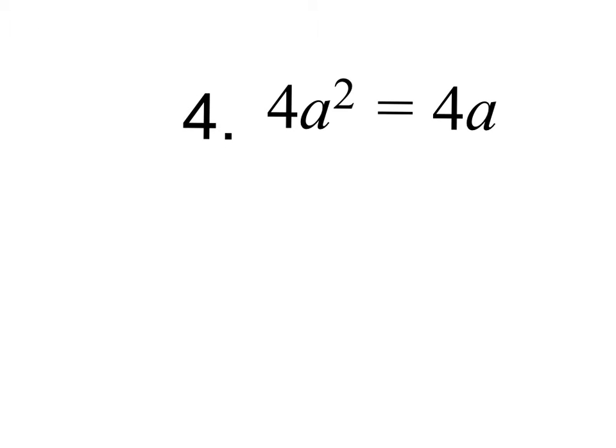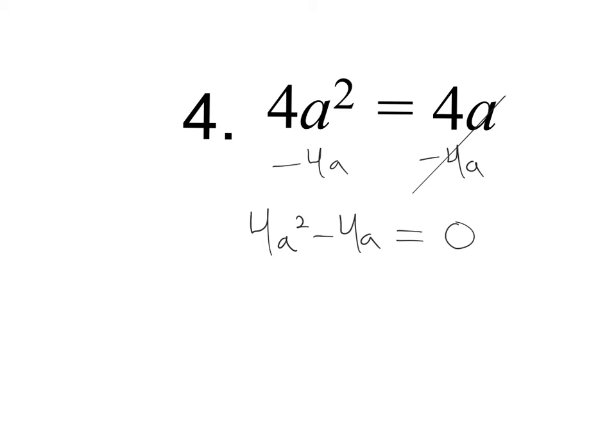So once again, you want to get this equation equal to 0. So I'm going to move anything that was on the right-hand side over by using opposite operations. So that leaves us with 4a squared minus 4a is equal to 0. So always start by getting that right-hand side equal to 0. And now determine if we can pull out the greatest common factor.